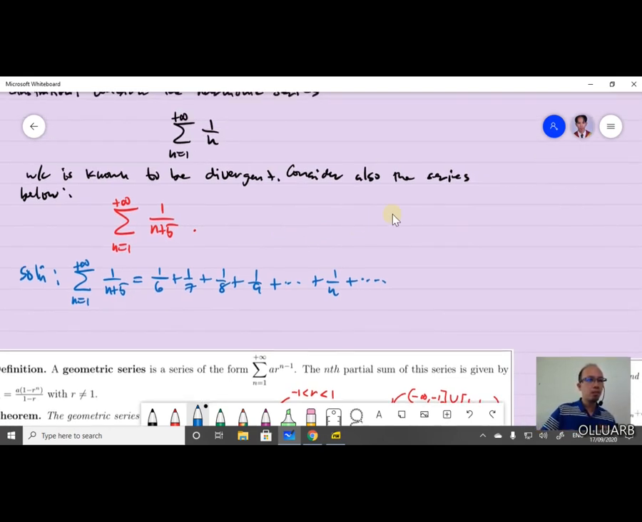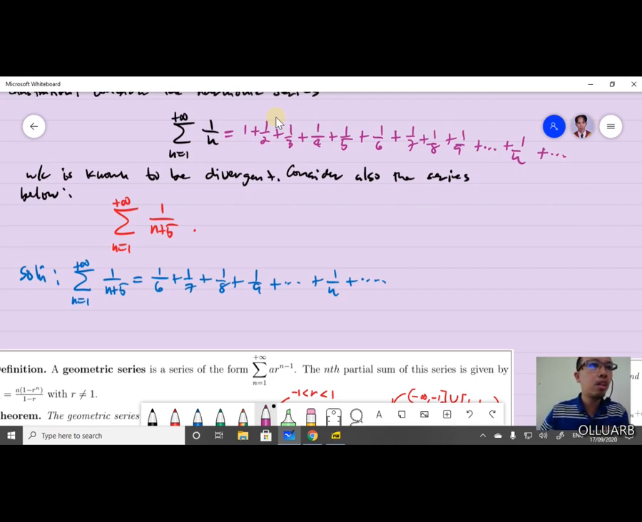Notice that the harmonic series, if you expand the harmonic series, this is 1 plus 1 half plus 1 third plus 1 fourth plus 1 fifth plus 1 sixth plus 1 over 7 plus 1 over 8 plus 1 over 9 plus up to 1 over n plus that. So you can see here, this series that we compare to the harmonic series, which is known to be divergent, it differs only for how many terms? So as you can see here, how many terms?